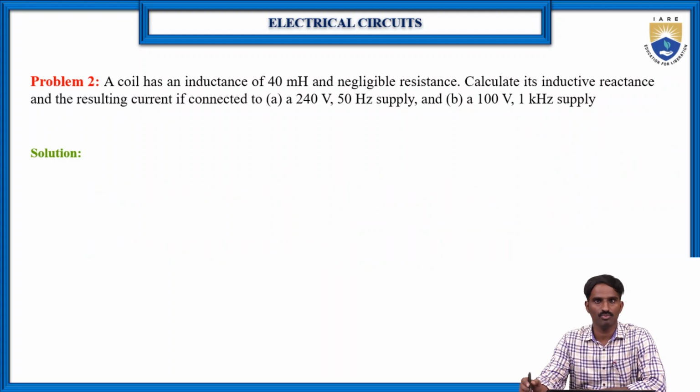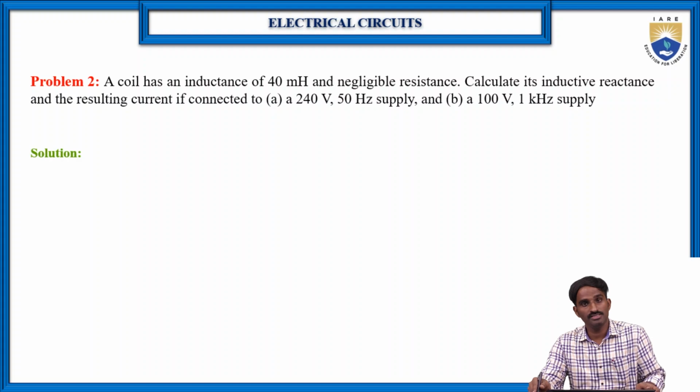Then coming to problem 2. A coil has an inductance of 40 millihenries and negligible resistance. Calculate its individual reactance and the resulting current if connected to a 240 volts 50 Hz supply and a 100 volts 1 kHz supply. So here they are asking us to find the current.